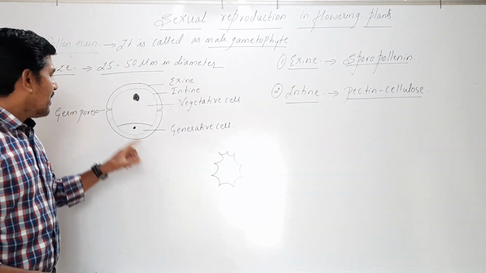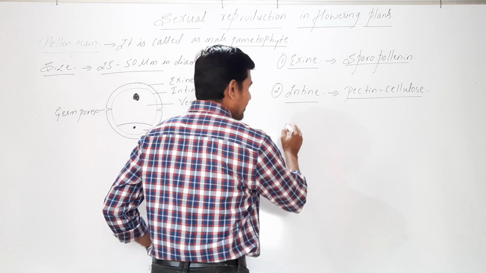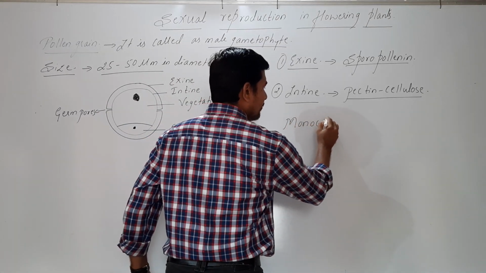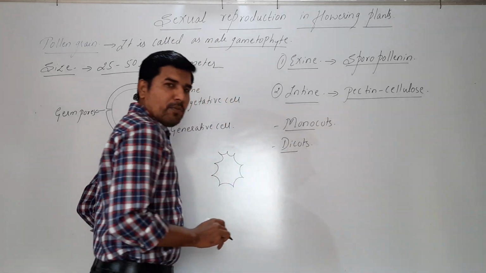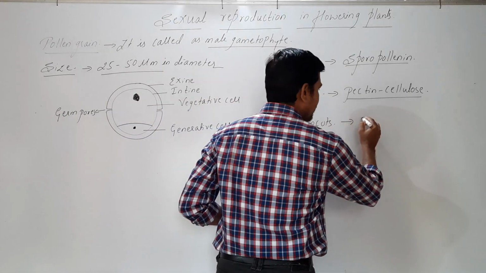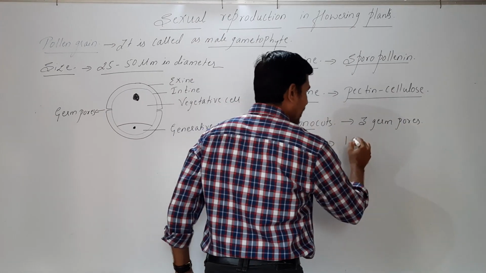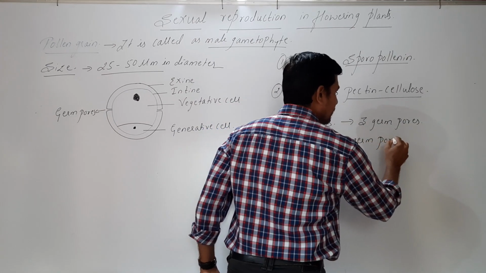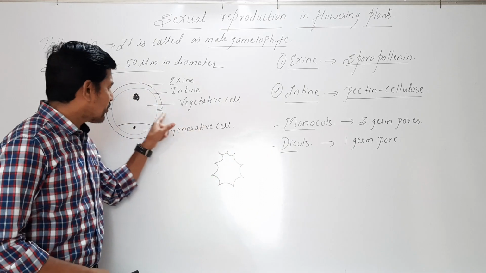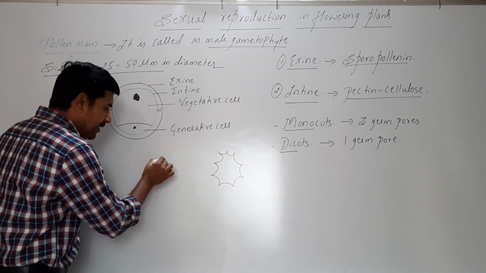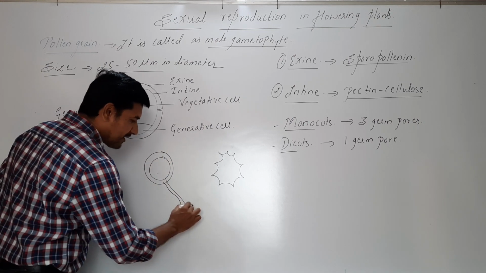Now the question comes: how many germ pores are present in the pollen grain? Let's take monocots and dicots. If we compare these two, monocots generally have one germ pore, and dicots have three germ pores. And what is the function of the germ pore? It helps in germination of the pollen tube. That means when the pollen tube has to germinate, it develops a tube-like structure. This is called the pollen tube.